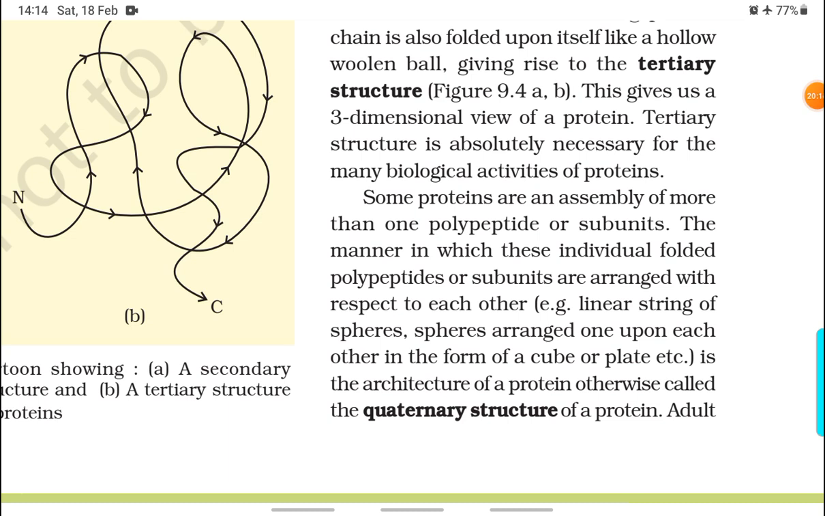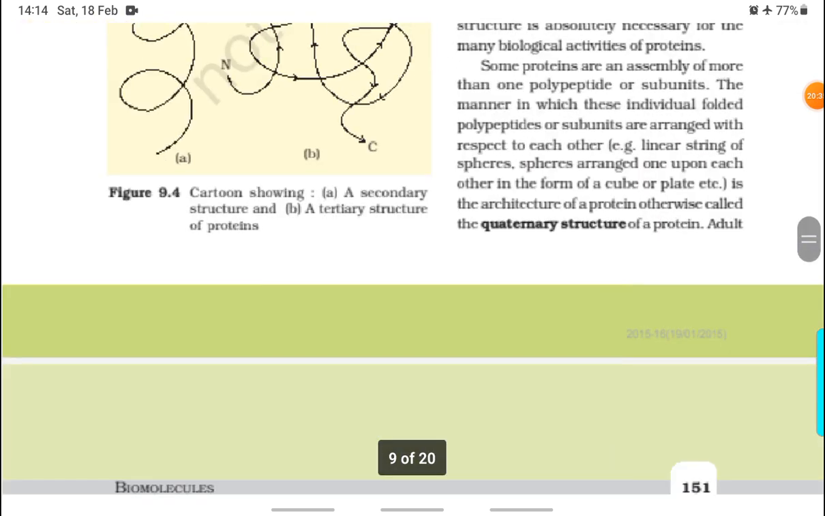Some proteins are an assembly of more than one polypeptide or subunits. The manner in which these individual folded polypeptides or subunits are arranged with respect to each other, for example, a linear string of spheres, or spheres arranged one upon each other in the form of a cube or plate, etc., is the architecture of the protein, otherwise called the quaternary structure of protein.